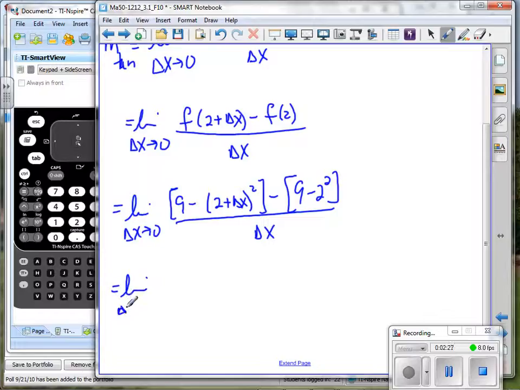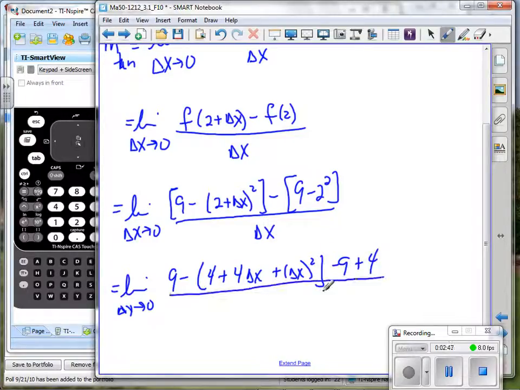Limit as delta x approaches 0. This is going to be 9 minus, and I'm going to put this inside parentheses, (4 plus 4 delta x plus delta x squared) minus (9 minus 4), divided by delta x. Why can't I use direct substitution? It makes the denominator 0, right? Okay? Makes the denominator 0. I can't use direct substitution.